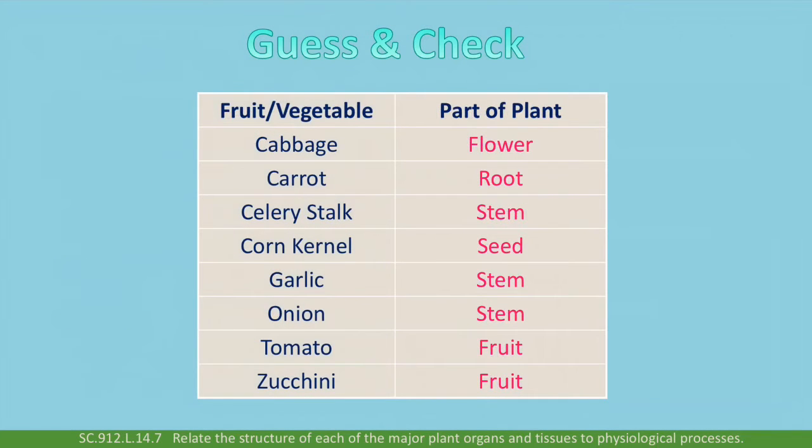All right, so for your answers on the guess and check, again, I'm not going to read all of them. You guys know how to read. The cabbage is part of the flower. Your carrot is actually the root. Your zucchini and your tomatoes are actually the fruit of their plants.